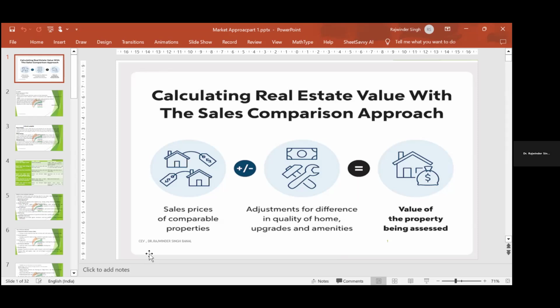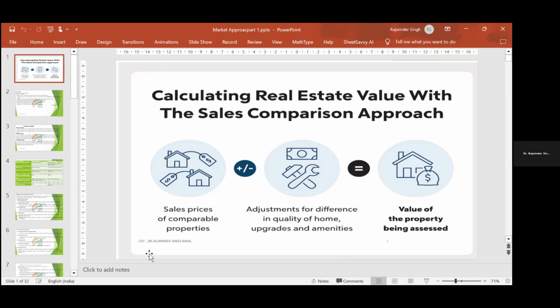And this market value will be useful in cost approach also. In cost approach there are two components, one is land value and the other is building value. For land value we will be using market approach to find the value of the land plot.